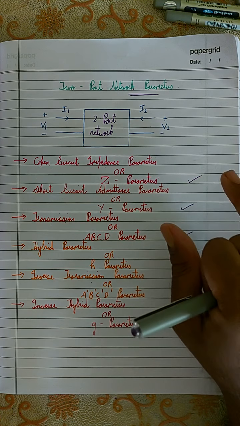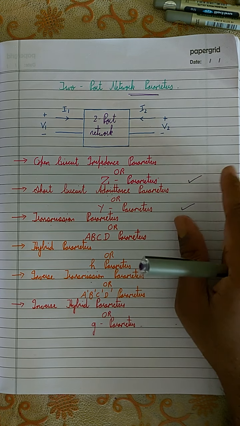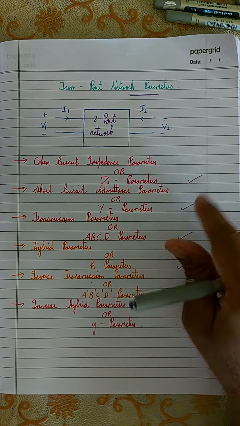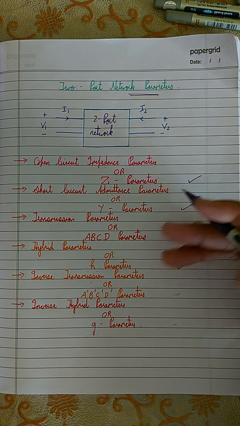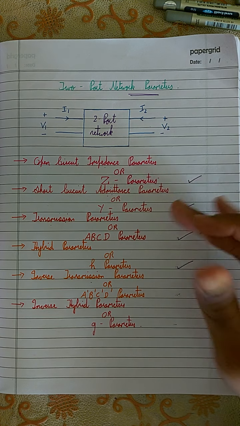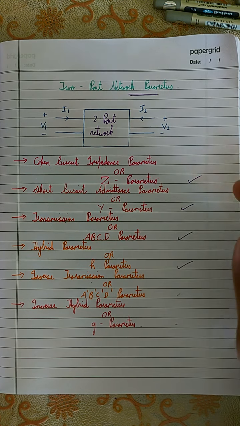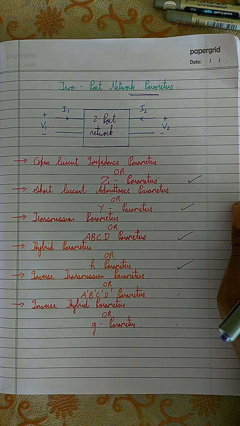And the other application is that you can use these network parameters to find if the network is symmetrical or not. This is one of the applications. You can test the conditions of reciprocity, or whether the network is reciprocal or not, by looking at the values of these network parameters. And you can also check if the network is symmetrical or not by simply looking at the values of the network parameters.